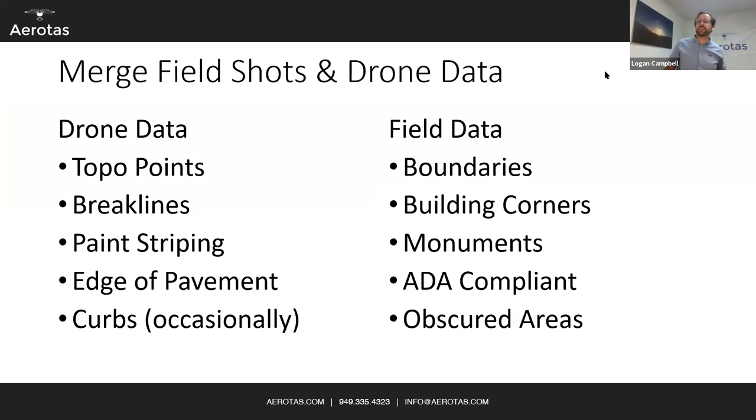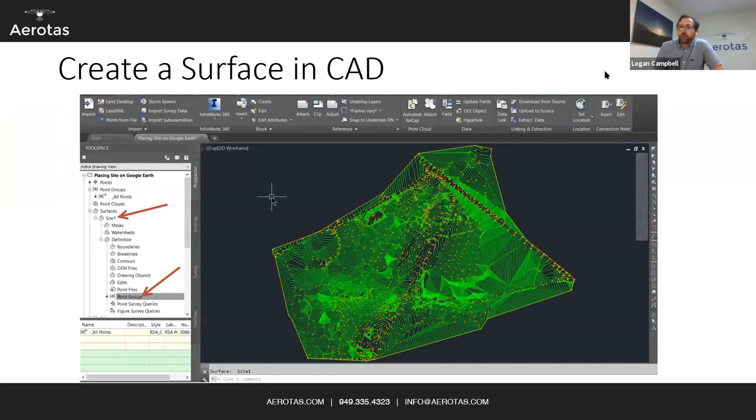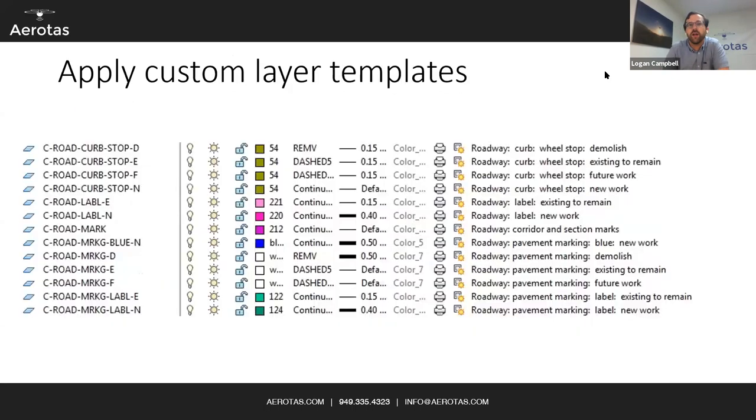Drone data is really, really great for topo surfaces, break lines, paint striping, edge of pavement, curbs most of the time. You can always get back of curb and edge of pavement really good with curb lines, but the flow line is actually a little bit trickier depending on varying flight characteristics. But merging it with your field data, things like boundaries, building corners, stuff that I've gone on before. Creating a surface in CAD, getting your major and minor contours, adding your annotations with that, your actual TIN surface and your mesh surface is pretty important there.